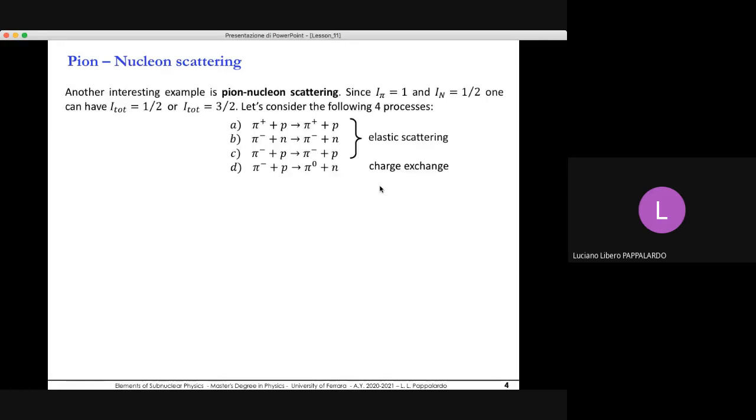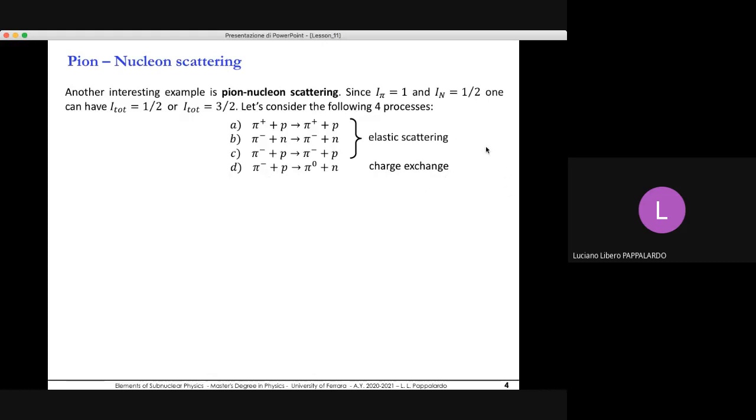Now, another interesting example is the pion-nucleon scattering. Since the total isospin of the pion is 1 and the total isospin of the nucleon is 1/2, one can have either total isospin 1/2 or 3/2. Let's consider now these four reactions. The first three, as you can see, are just elastic scattering because we have the same particle in the initial and the final state. The last one is a so-called charge exchange reaction, where you just exchange the electric charge.